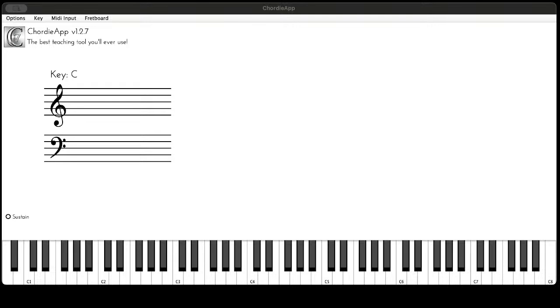But now I would play the 12 bars with the metronome. See how that goes. 1, 2, 3, 4.